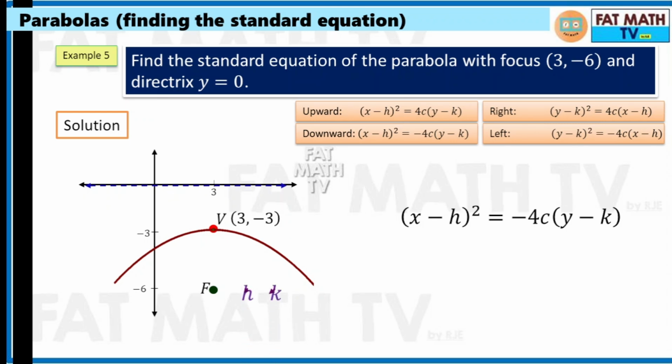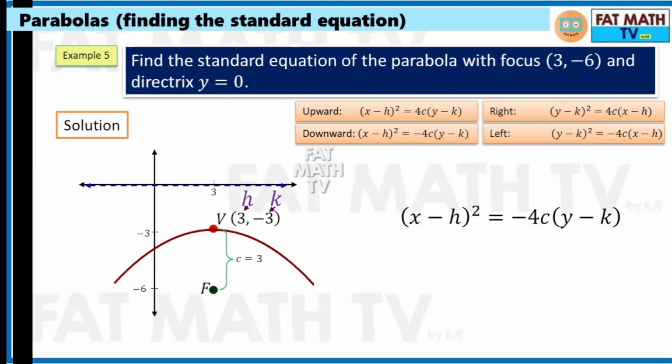And h and k are 3 and negative 3 respectively. And for the c, that can be the distance between the vertex and the focus or the vertex and directrix. And that is from negative 6 to negative 3. That is negative 3 minus negative 6, which is positive 3.